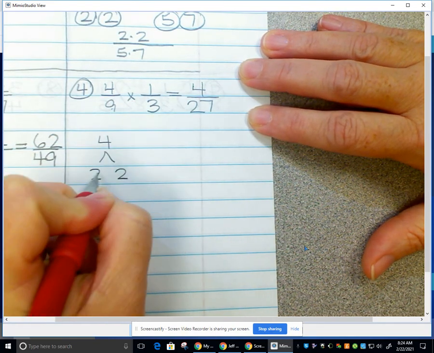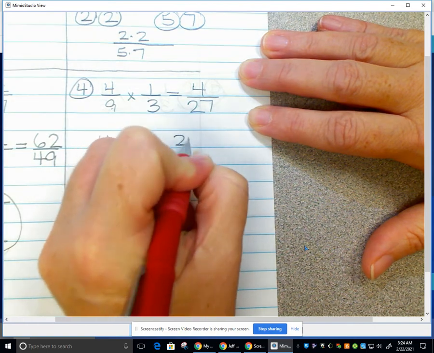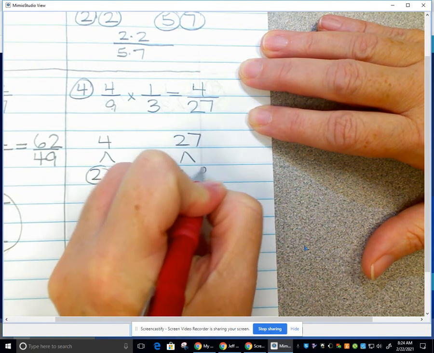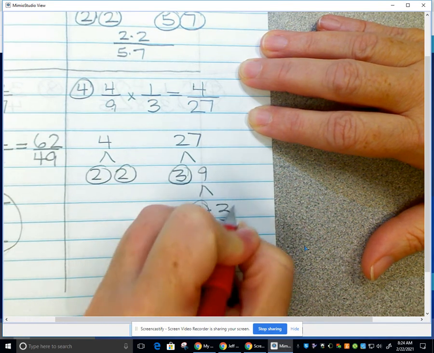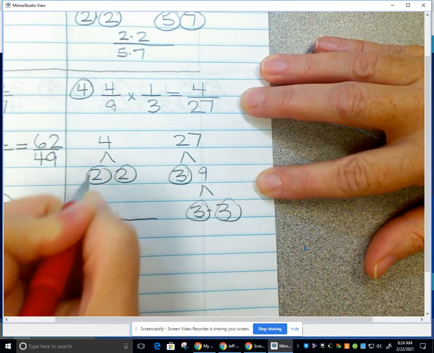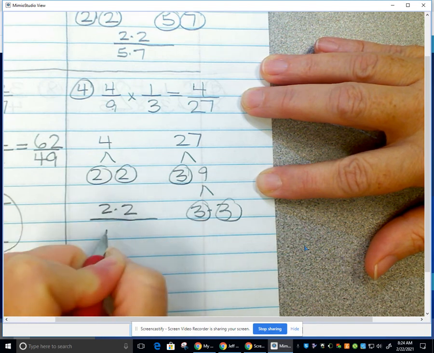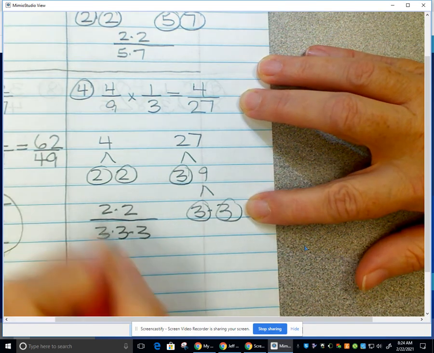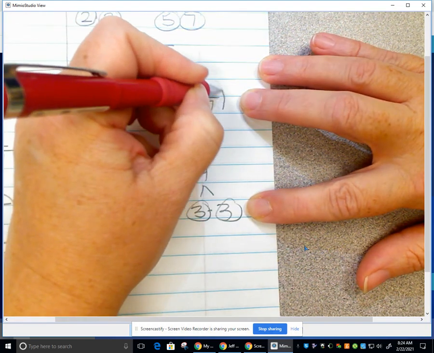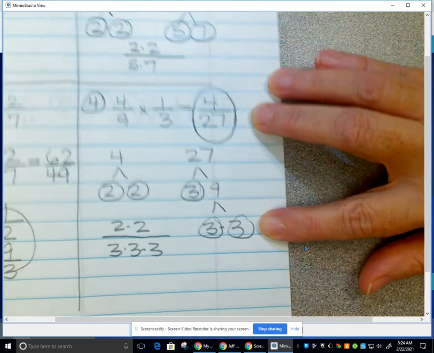2 times 2, prime, prime. 27 is 3 times 9. 3 is prime. 9 is 3 and 3, prime, prime. 2 times 2 on top. 3 times 3 times 3 on bottom. Nothing matches. So once again, this one is in simplest form.